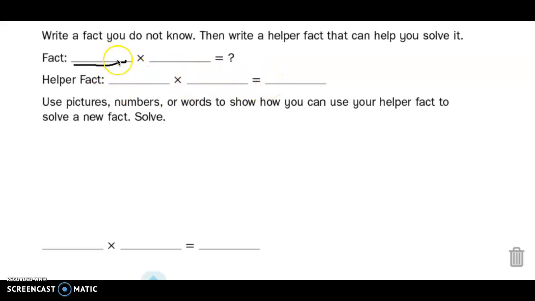If you chose a 3, maybe you choose a 2 to help you. If you chose a 4 or a 6, maybe you choose multiplying by 5 to help you. Or if you chose a 9, 9 is really close to 10, and we know how to count by 10s. So you come up with your own, use pictures, numbers, or words to show how you can use your helper fact to solve a new fact.